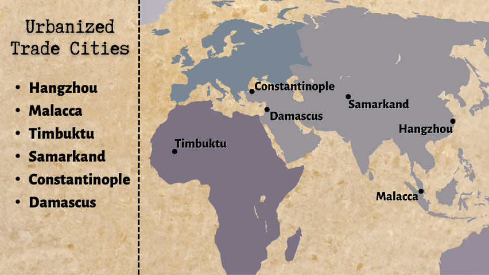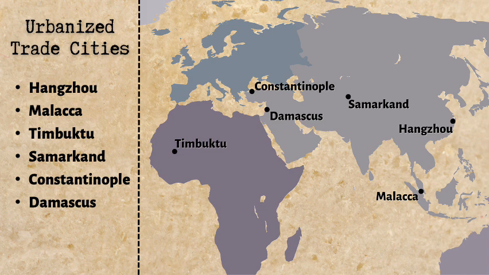So we see urbanized trade cities. There are some examples of cities that grew and urbanized during this time period as a result of trade. This map and these cities are here to illustrate the reach of the effects of the trade networks at this time. Hangzhou in China experienced population growth and urbanization as a direct result of the need to ramp up production of silk for export. Other cities that grew and became major trading cities outside of China include Malacca in modern-day Malaysia, Timbuktu in West Africa, Samarkand in modern-day Uzbekistan, Constantinople in modern-day Turkey, and Damascus in Syria.